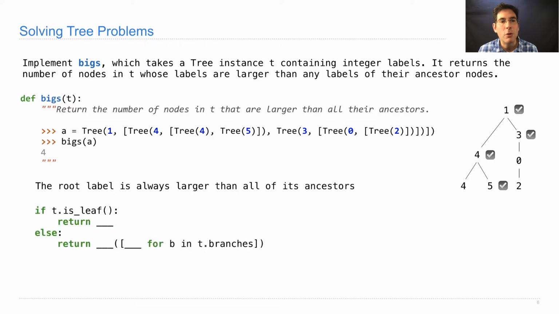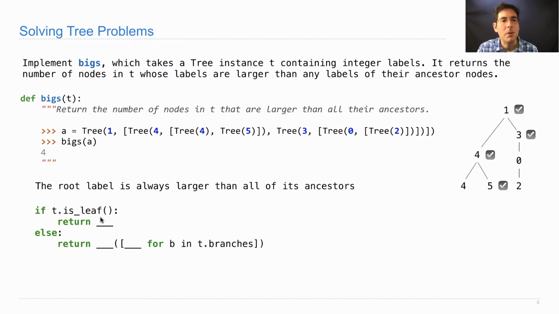Like maybe this is one of those problems where you see if t is a leaf, you do one thing. Otherwise, you aggregate recursive calls applied to each of the branches. Well, if I knew how many nodes with this property appeared in all of the branches, then I could just worry about the root node and I'd be done. So this seems pretty good.